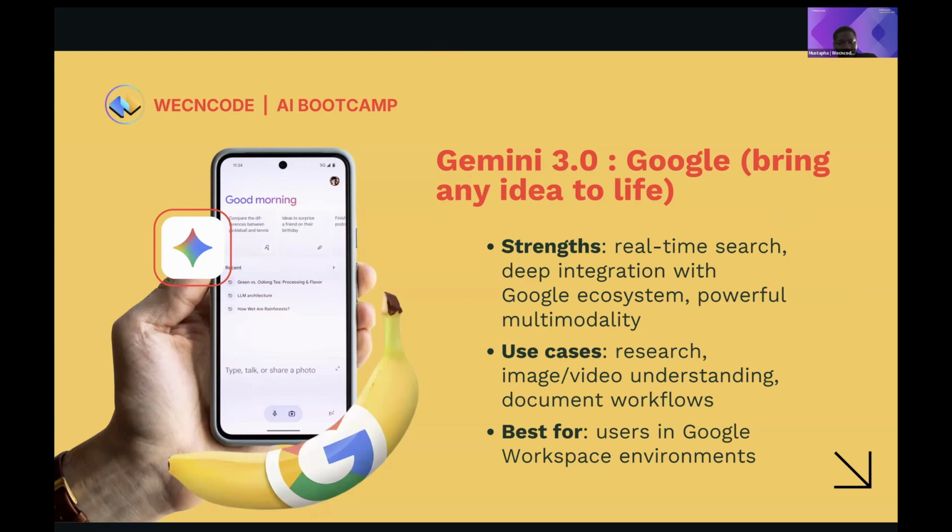So, some of the use cases: research, document workflow. If you want to generate an image, you could. They also have some specialized models, depending on what you're looking for. If you're excited about generating images, you could use the Nano Banana. If you're excited about generating videos, you could use Veo 3. Those are some specialized models that help you bring your results to life.